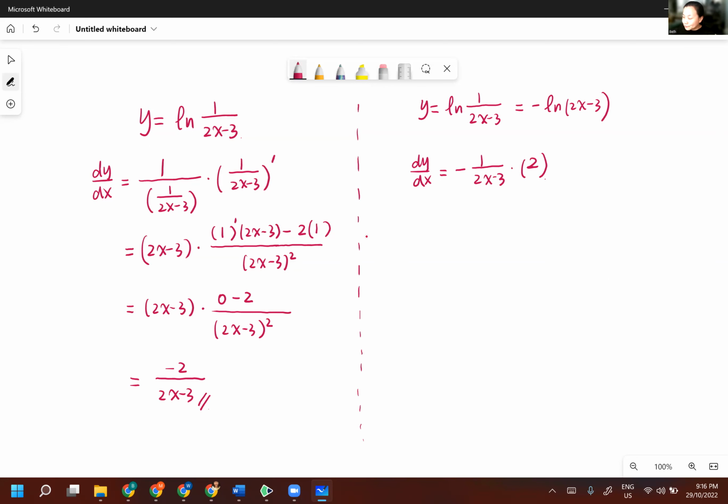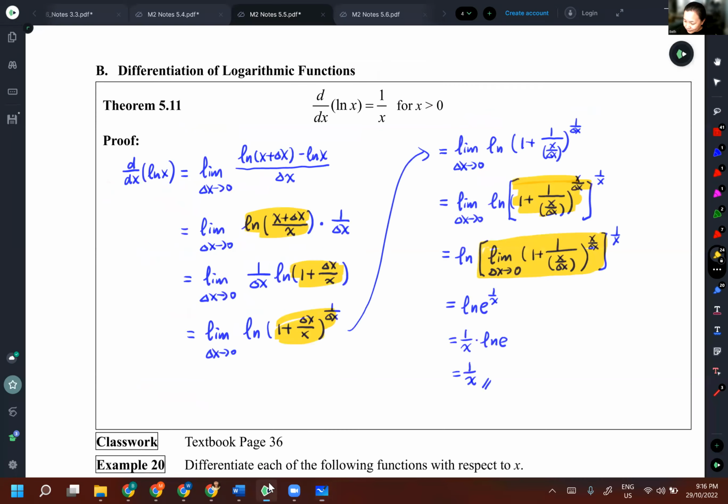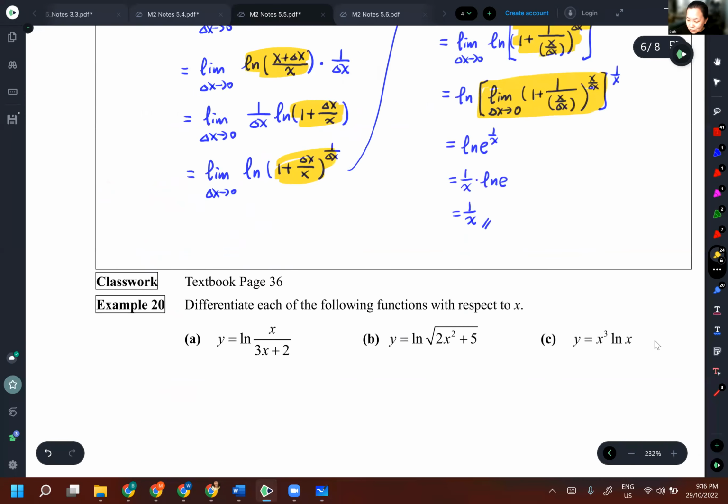Do you see what I mean? Probably use this a lot in your homework, okay? Use this as much as possible to make your differentiation simple. Let's come back to the notes. Example 20.